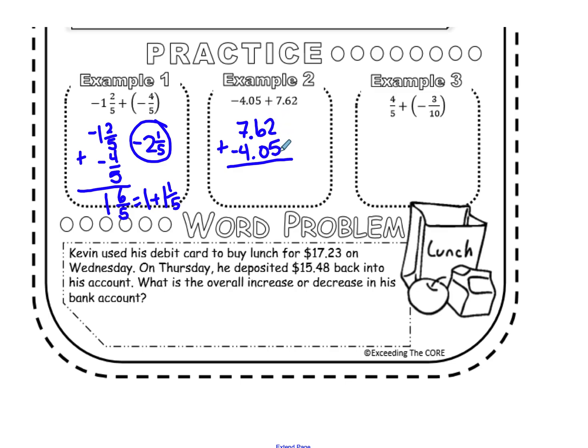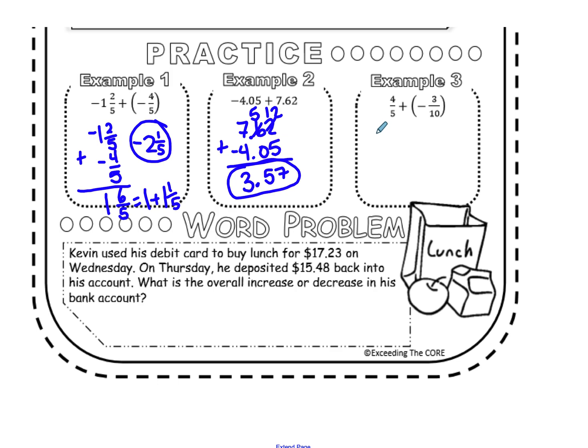Okay, so 2 minus 5 takes us into the negative. So I'm going to borrow from the 6. I'm going to make that a 5, and I'm going to change my 2 into a 12. 12 minus 5 is 7. 5 minus 0 is 5. Bring down that decimal. 7 minus 4 is 3. More positives, answer's positive. So my answer on this one is 3 and 57/100ths.